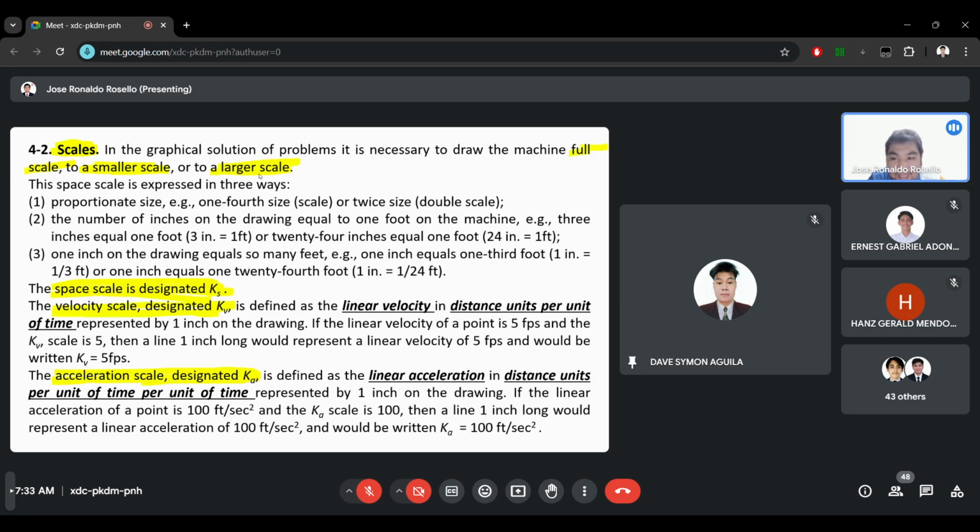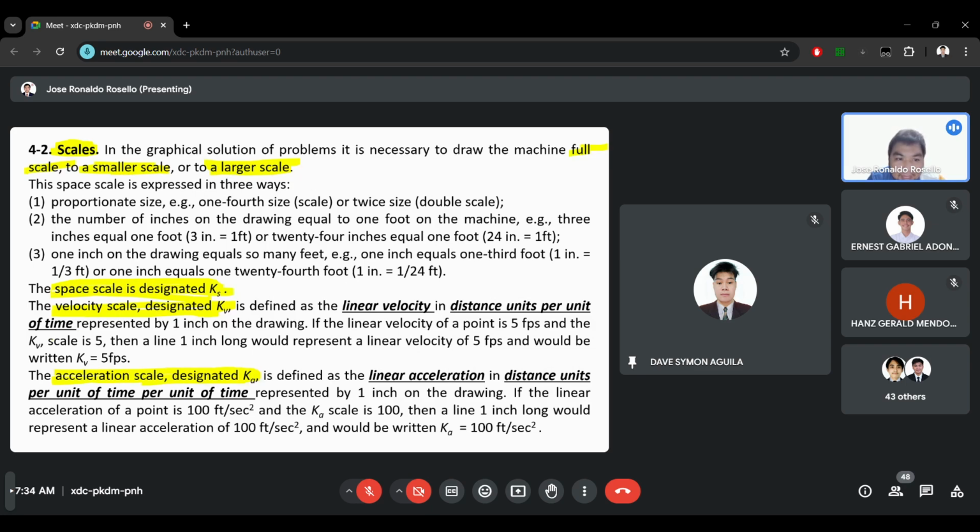So for full scale, the actual size of the dimensions of the mechanism or the machine part is the actual size on the paper. On a smaller scale, we can have a large mechanism or a large machine drawn on paper at a smaller proportionate size. On a larger scale, we can blow up a small machine member or a small mechanism member into a larger scale.